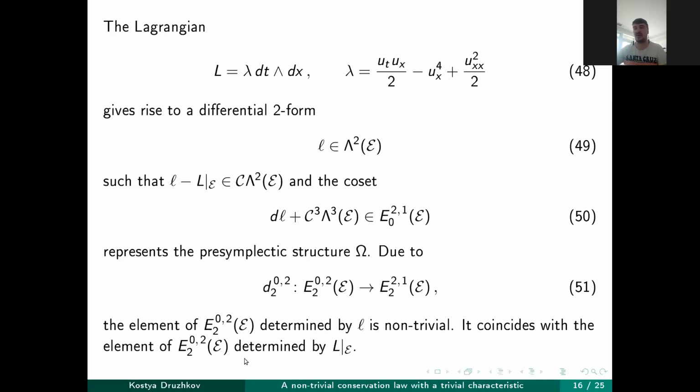This element coincides with the element of this group determined by the restriction of the Lagrangian because of this fact, right? The difference between them is a Cartan form. So on the 0 page of the Vinogradov spectral sequence, the corresponding elements with the same structure of coefficients 0, 2 are the same. On the 0 page, of course, they are on the second page as well, right? So now we know that the element of this group on the second page, determined by the restriction of the original Lagrangian, is not trivial. Yeah, due to this differential, relating it to the presymplectic structure.